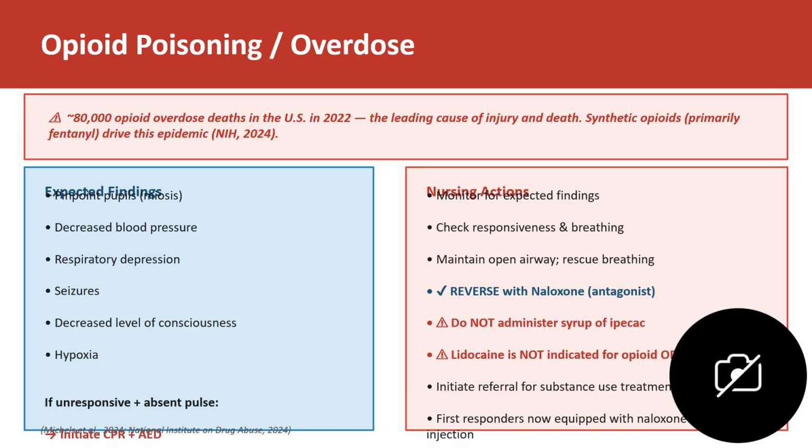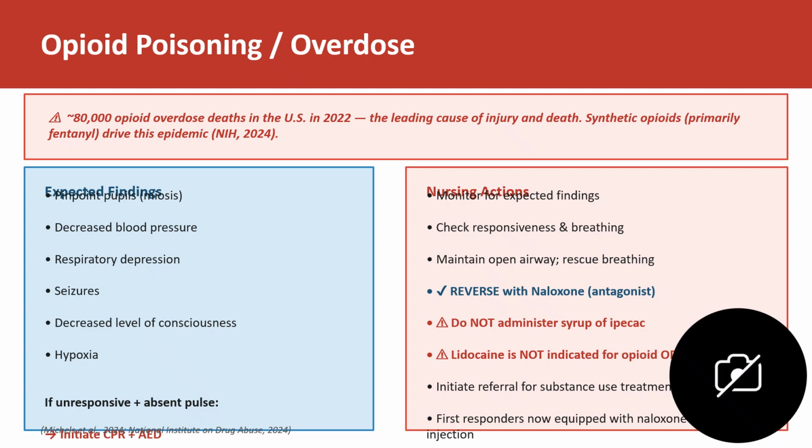For opioid poisoning, opioid overdose is a public health crisis all over the globe. Approximately 80,000 Americans died from opioid overdose in 2022 alone, making it the leading cause of injury-related death in the United States, driven primarily by synthetic opiates like fentanyl. Expected clinical findings include pinpoint pupils, also called miosis, decreased blood pressure, respiratory depression, seizures, decreased level of consciousness, hypoxia. If the patient is unresponsive with no pulse, immediately initiate CPR and attach an AED.